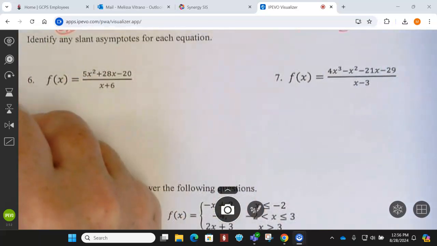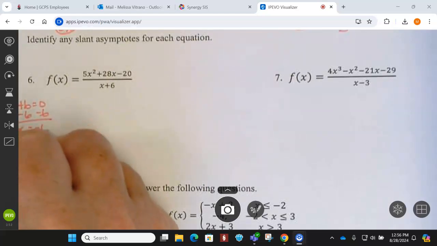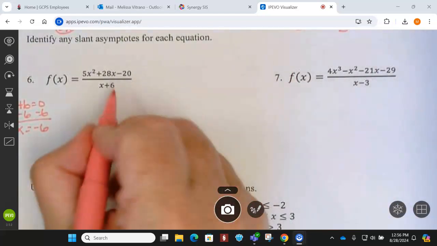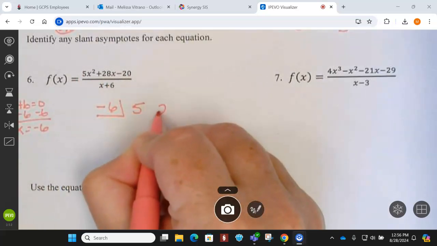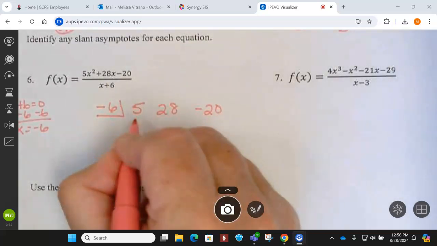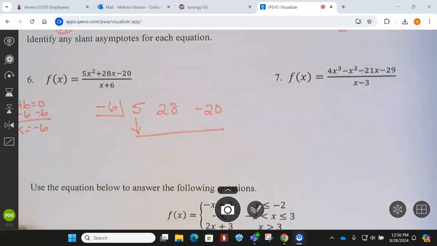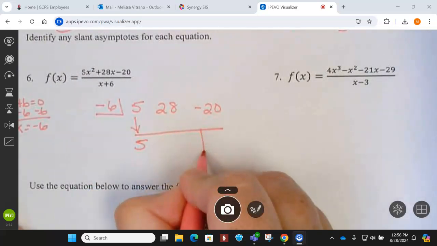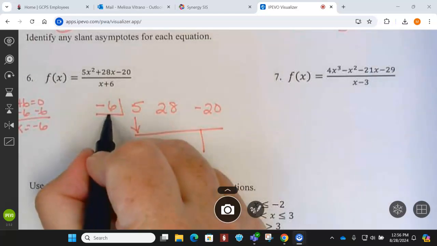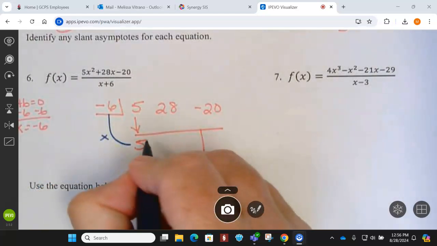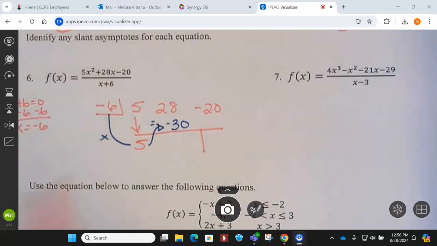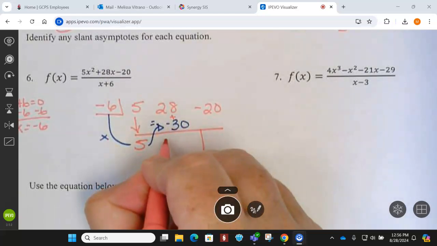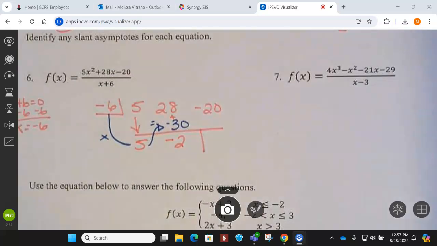So here, remember, you're going to do x plus 6 equals 0. Subtract your 6 over, and we get x equals -6. So we're going to put -6 right here. We're going to pull all of our coefficients. Remember, you bring your first one down, 5. And then you're going to go -6 times 5 and put your answer here, -30. You're going to add straight down. And we get -2. Then you're going to do it again.